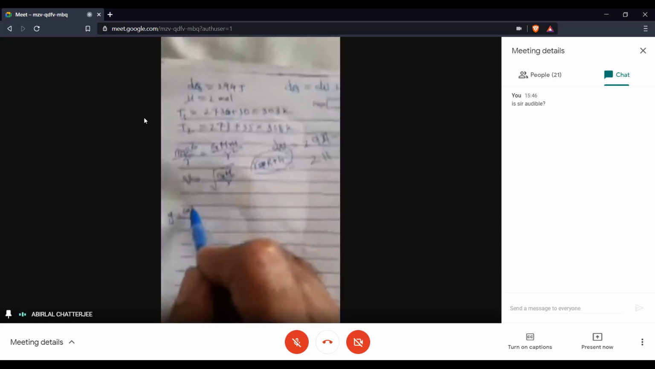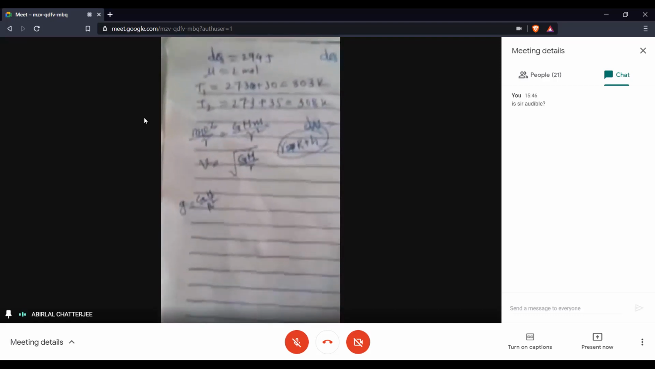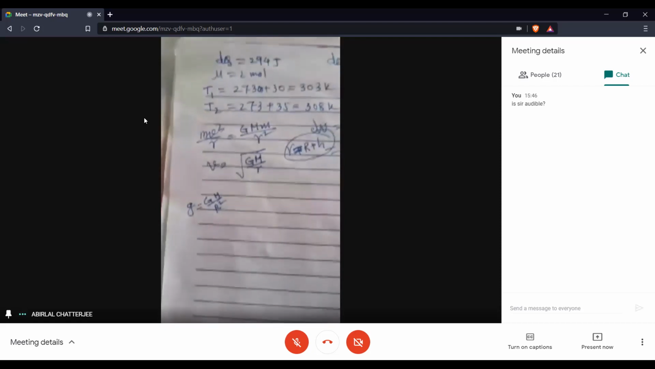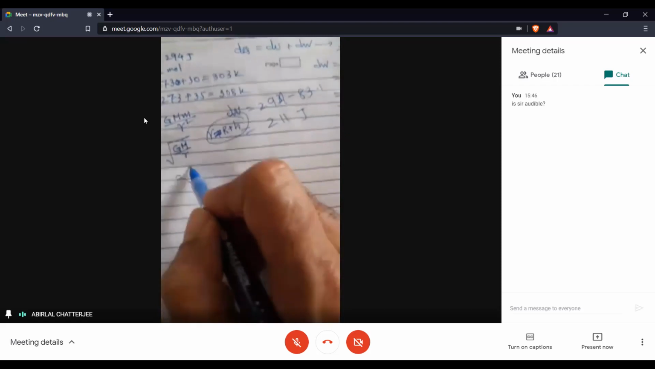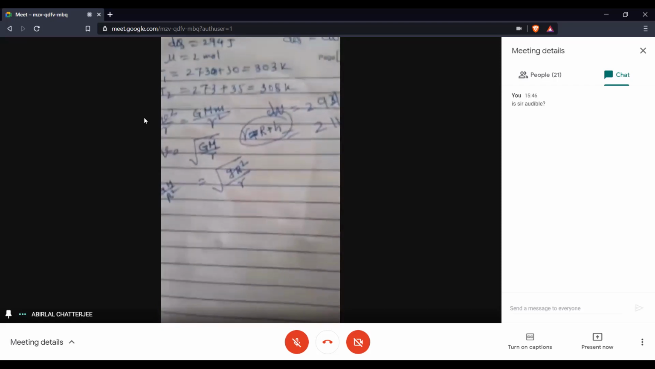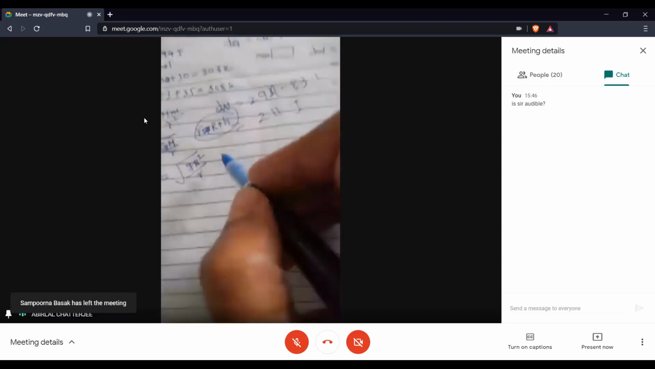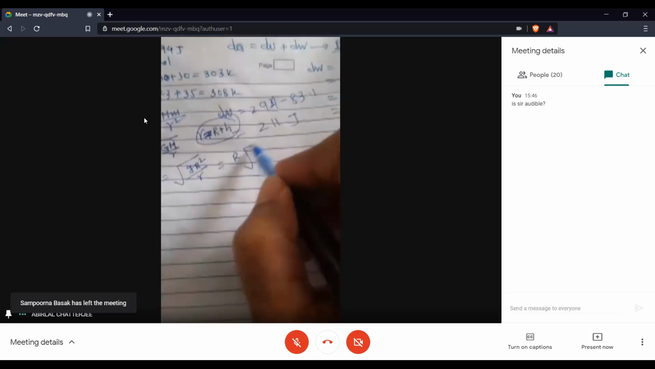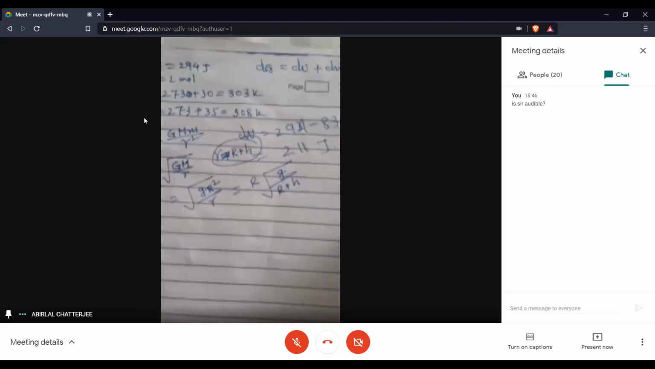So what I can write: small g equals capital G capital M by r square. This is the standard relation. So sir, we can write GM equals small g capital R square. That means we can write V equals root over of small g capital R square by small r. So R square, one R will come out, which will be easier for you. R into root over of g by R plus h.